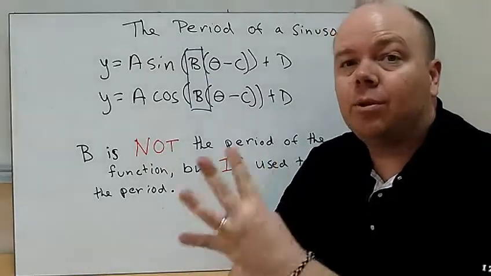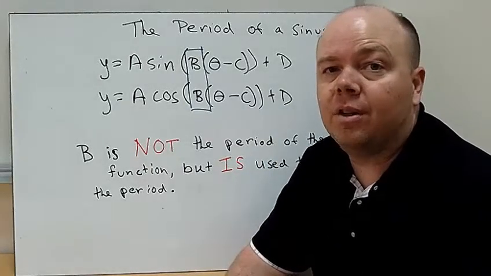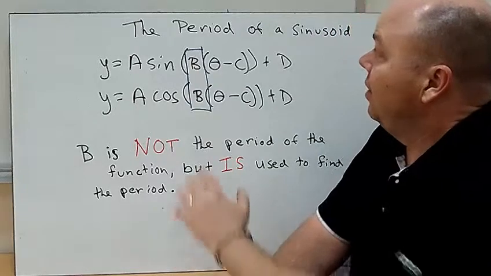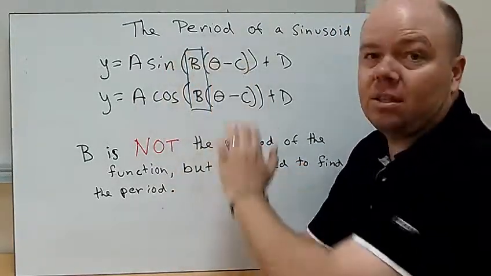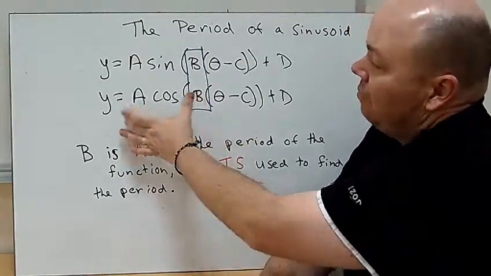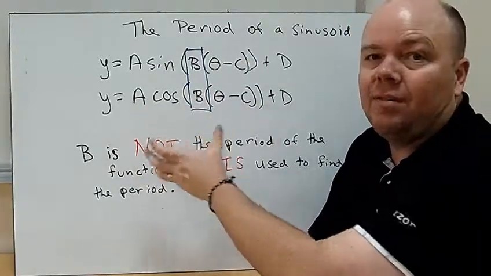Alright, this is the last of 4 videos on transforming the sine and cosine function. In this one, I'm going to look at what b does to the graph. It affects the period.